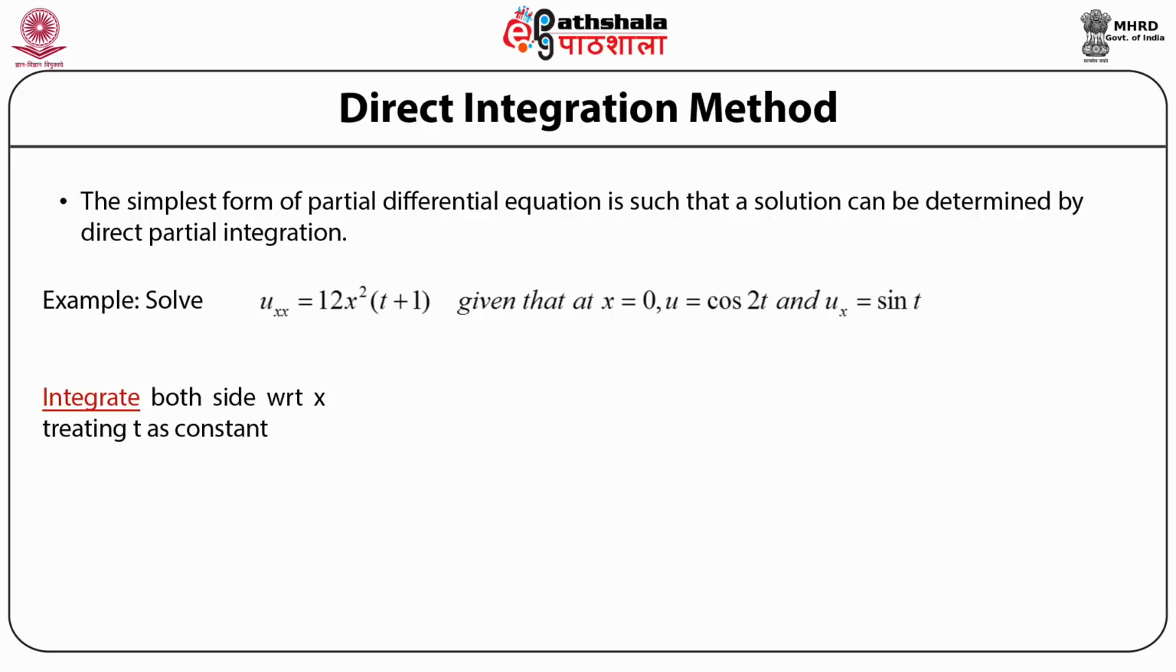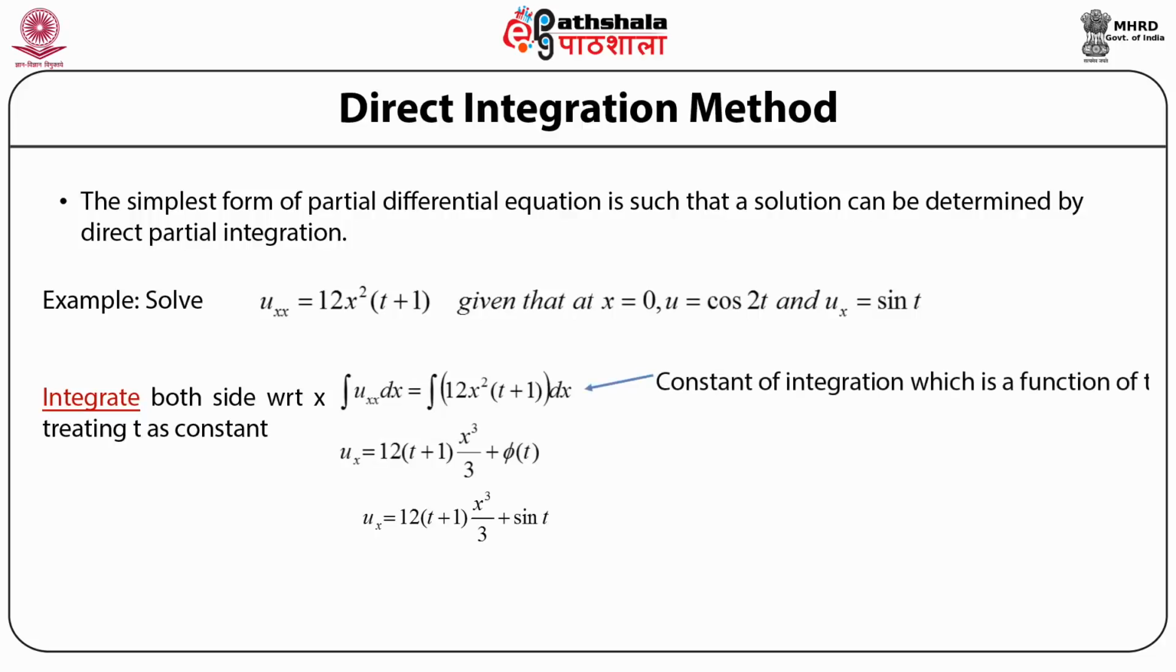Now when you integrate, the first step, u of x will be equal to 12 t plus 1 into x cubed by 3 plus psi of t. Now we should write it as a constant, but why are we writing it as psi of time? The psi of time is written because we are integrating with respect to x. So any function which is a function of time will be considered as a constant.